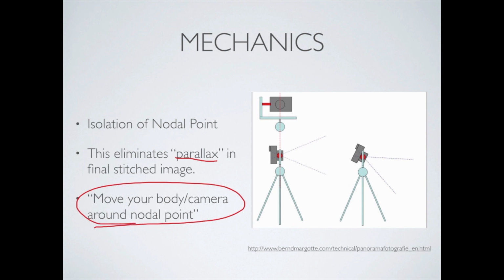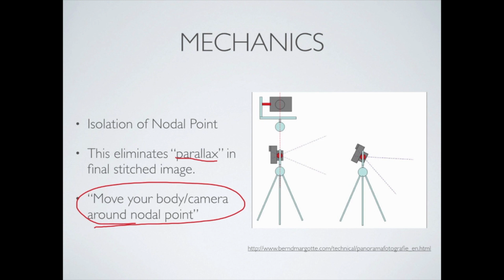The fundamental rule here is to move your body or camera around the nodal point of that camera. What I mean by the nodal point is there's a point inside the lens of the camera where the light, as it's coming in, flips and goes upside down before it hits your sensor. That's how it passes through the lens. And that nodal point where it flips as it goes through is the perfect center point of your image.